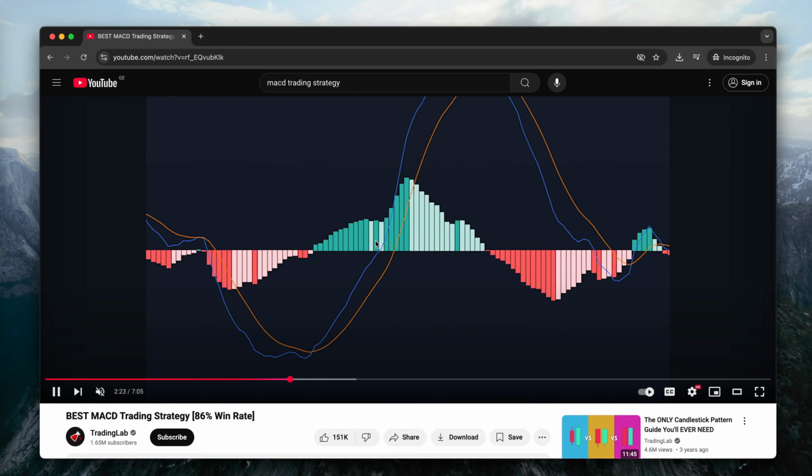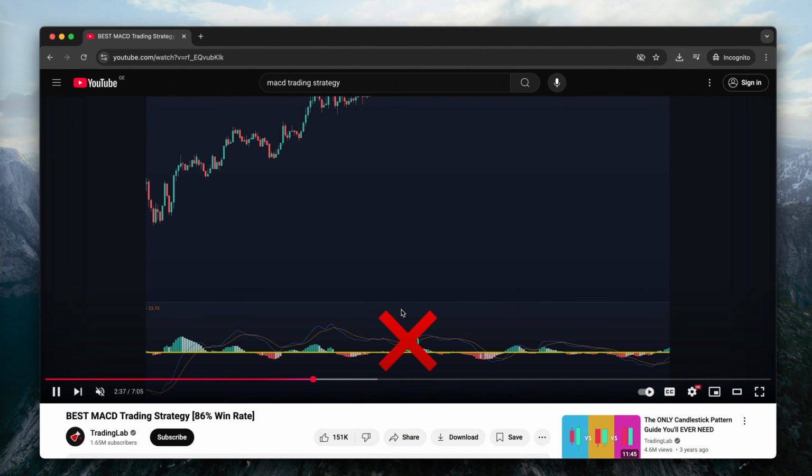When the MACD line crosses above the signal line from below while being below zero, this is considered a buy signal. And when the MACD line crosses below the signal line from above while being above zero, it indicates a sell signal. And exit is just the opposite. I decided to use the opposite signal: for long positions, exit on the next short signal, and for short positions, exit on the next long signal.